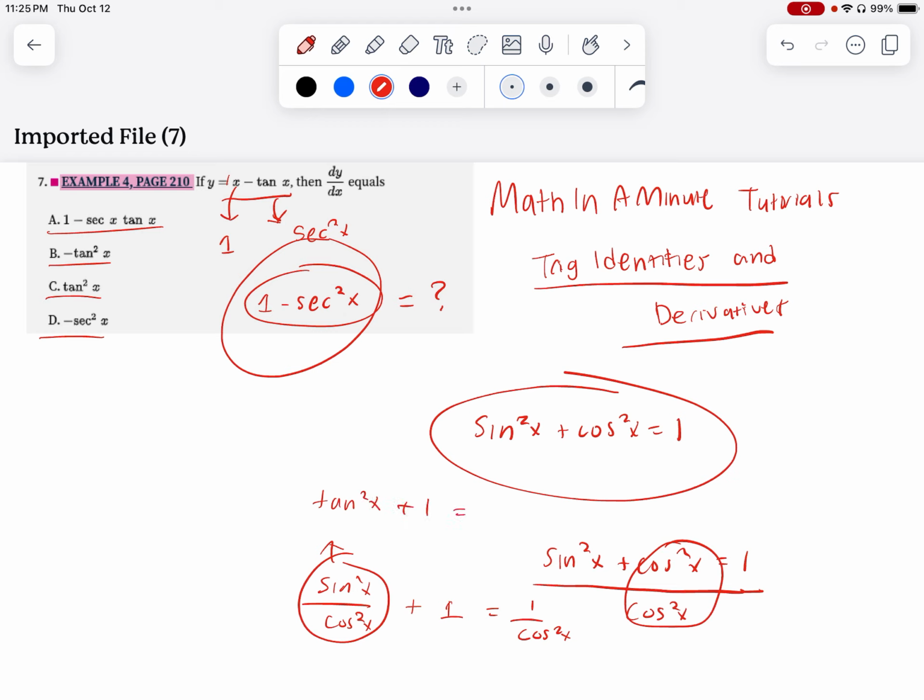and secant squared x, because the reciprocal of cosine squared is secant squared. Now you're left with this equation, and now you know pretty much what to do next.